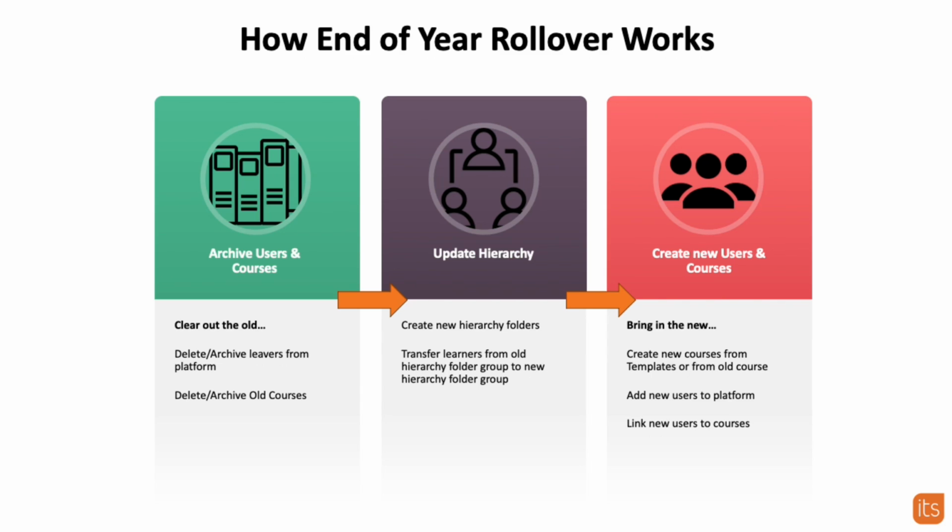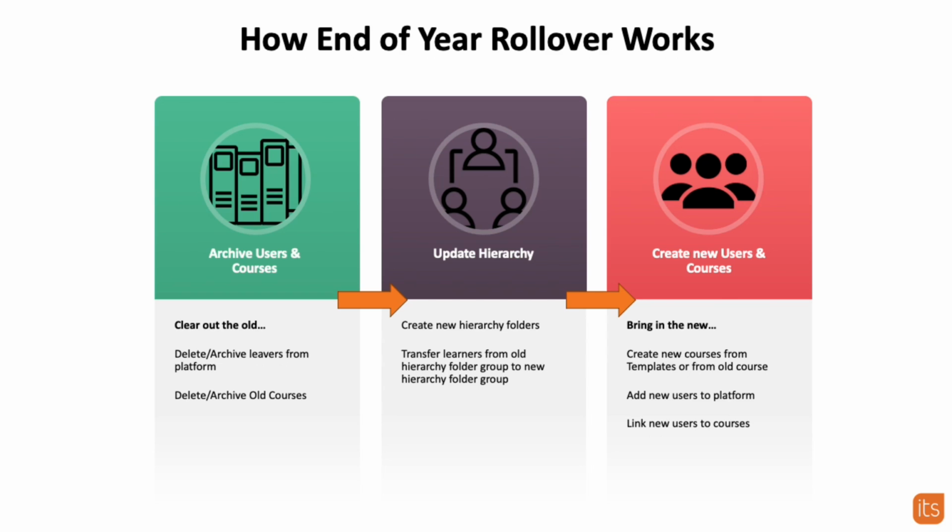It'll also be how we delete or archive old courses. Any courses that were there for the last academic year and that we're not going to use, we'll look at how we delete or how we archive those. There is a difference here. There's a decision to make between deleting and archiving, and we'll come to that in just a second.